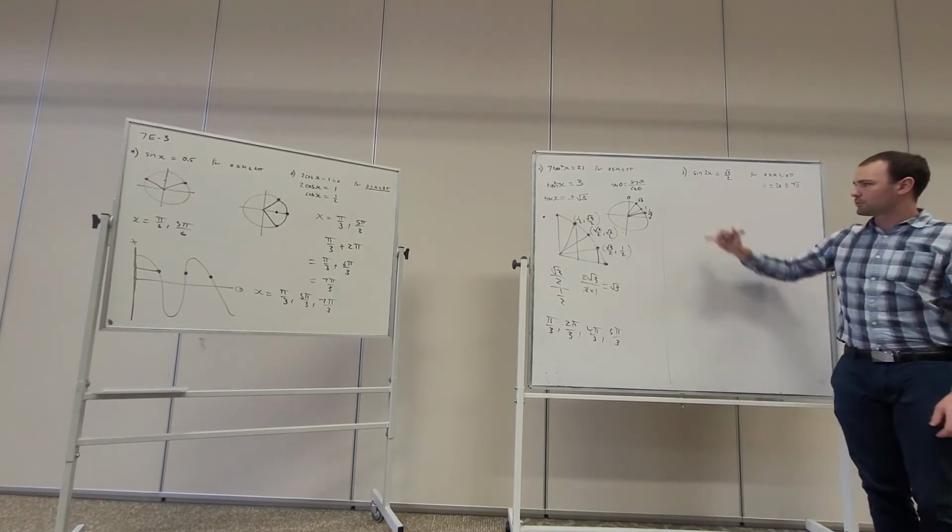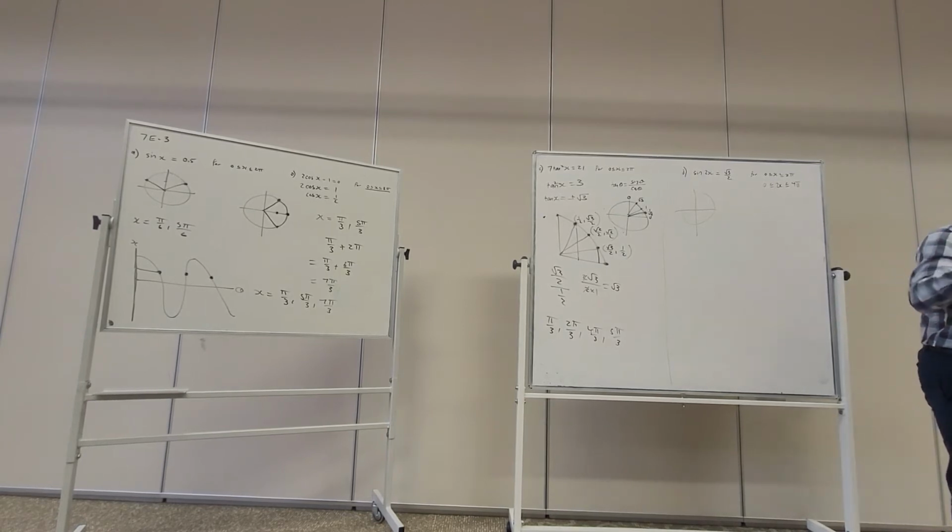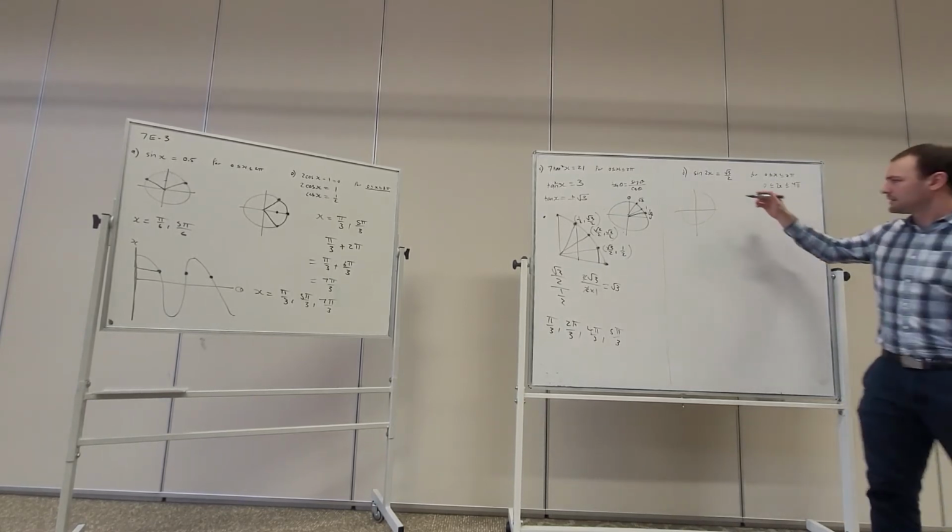Now where is sine root 3 on 2? So again, we can think about these things. Root 3 on 2 is about 0.866.